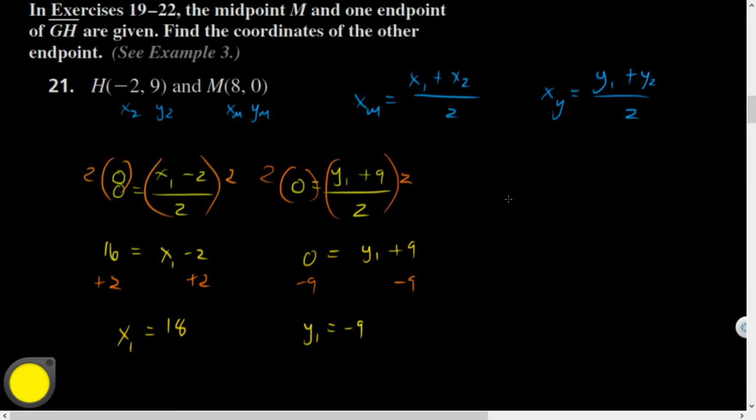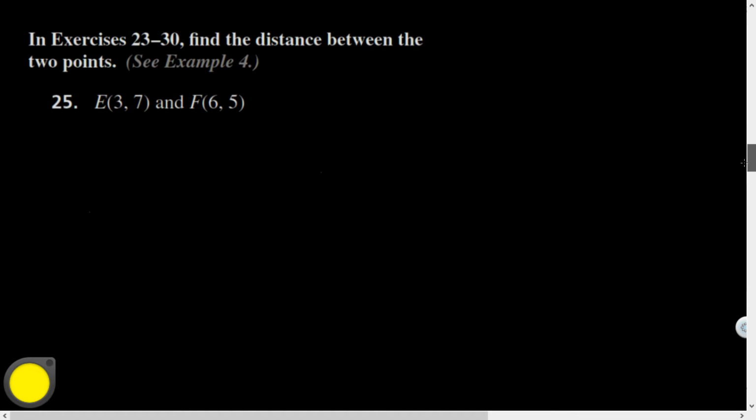So the other endpoint, did we have a name for this endpoint? Well, let's see. GH. So it's either G. Oh, there was H. So we're point G. So point G would have been 18 comma negative 9. That one's tricky, right? That one's a little bit more work for you. Let's see. Do I have one more cool problem to do or something?